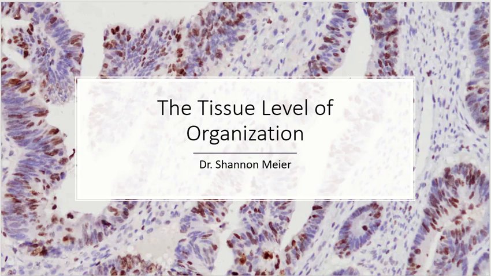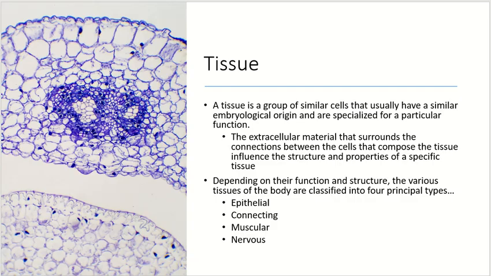This is chapter 4, looking at the tissue level of organization within the body systems. So tissue is basically a group of similar cells that usually come from a similar or the same embryonic origin. So when you're developing inside mom, these are cells that originate from the same type of cell. And these cells that make up a tissue are typically used to participate in a specific function.